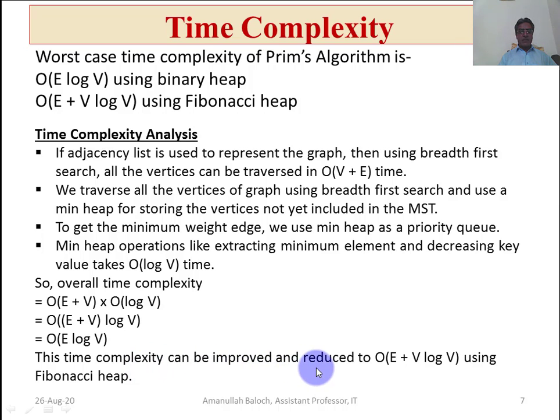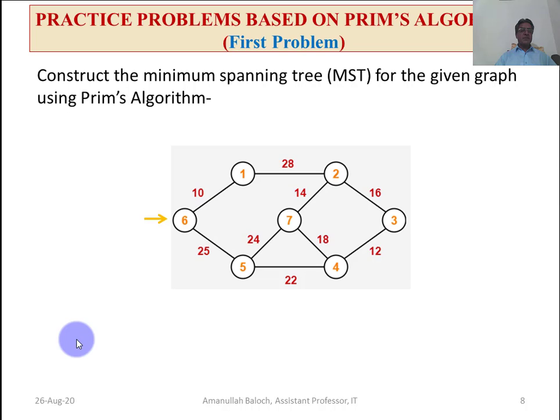This time complexity can be improved and reduced to O of E plus V log V using a Fibonacci heap. The Fibonacci heap is more efficient than the min heap, but we have discussed the min heap and max heap in our previous lecture. That is why we will accept this time complexity, and we will use the concept of min heap.